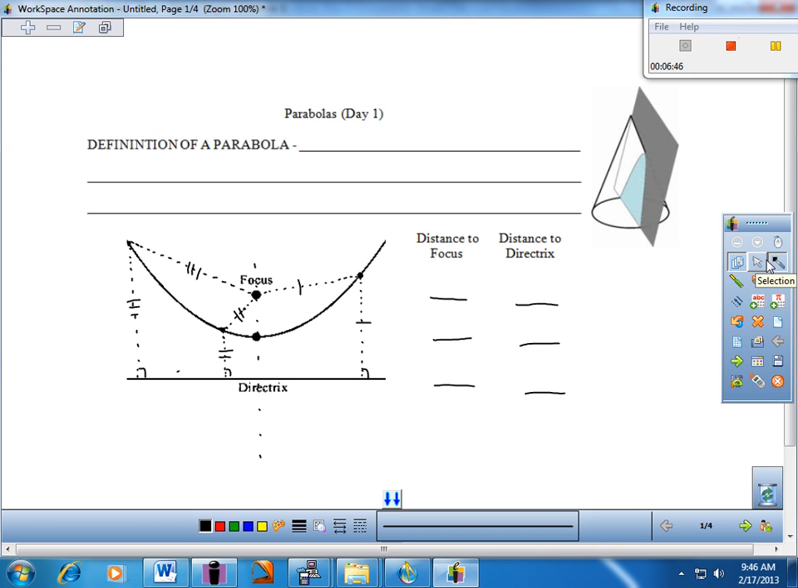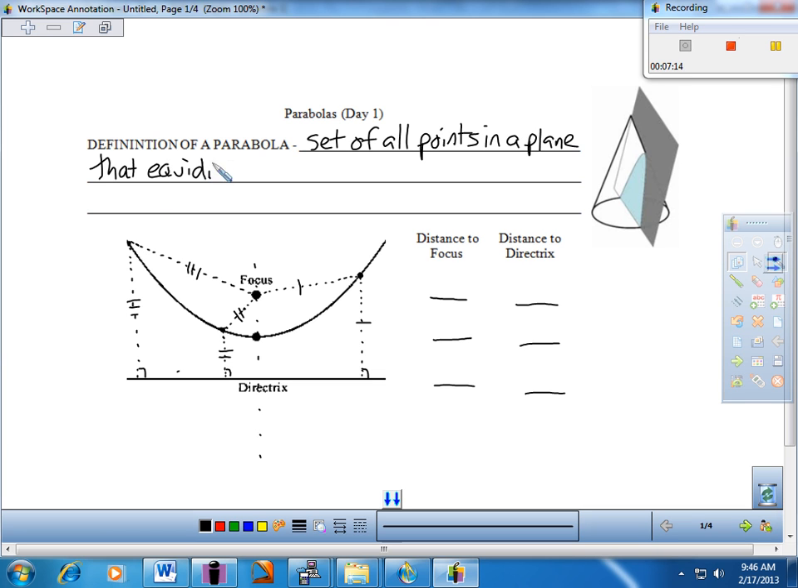But let's get our third definition that you are responsible for. And remember, all of them start out the same. So here we go. Set of all points in a plane. Came up with a couple good definitions for circles and ellipses. Let's do parabolas. So set of all points in a plane, and this is where it diverges. So here we go. That are equidistant, and that's what we saw right there with those tick marks.